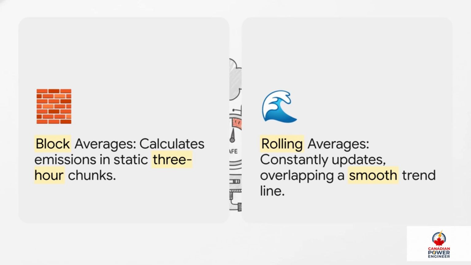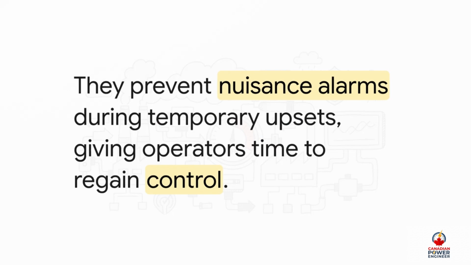Two very common models you'll see are 3-hour block averages and 3-hour rolling averages. A block average calculates your emissions in static 3-hour chunks, say midnight to 3 a.m., and then 3 a.m. to 6 a.m. Pretty straightforward. But a rolling average constantly updates. Every new hour or minute that passes drops the oldest data point and adds the newest, creating a really smooth, continuous, overlapping trend line. So, why does this distinction actually matter to a power engineer in the control room?